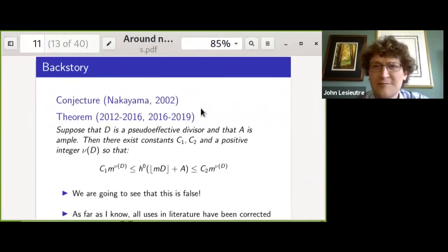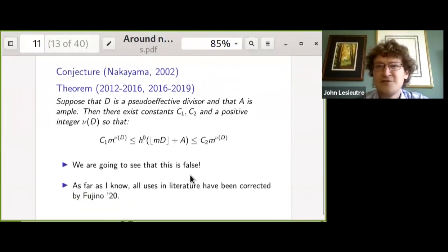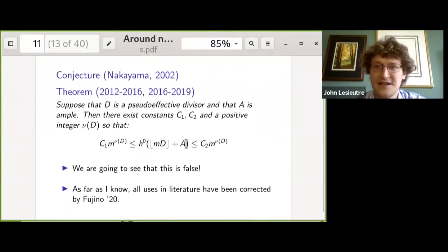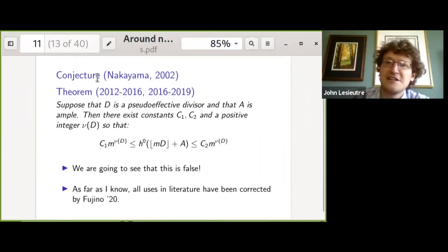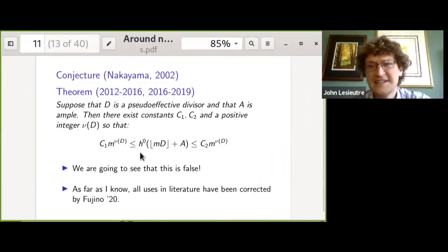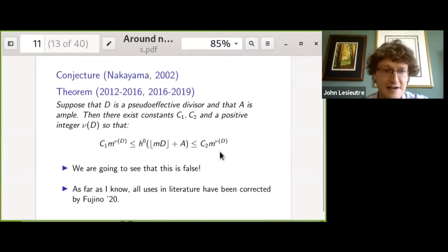Let me tell you a little more context for this. You might wonder, how do these numbers H0 of MD plus A behave? We were drawing pictures of this possibly exotic behavior, but it's not actually clear what should happen. It was originally a question of Nakayama in his Zariski decomposition and abundance book. But actually H0 of MD plus A is no worse than H0 of MD. These numbers grow more or less polynomially in M. So the question was, do there exist constants C1 and C2 and an integer nu of D such that H0 of MD plus A grows basically like M to the nu?